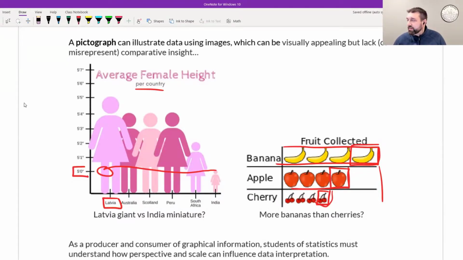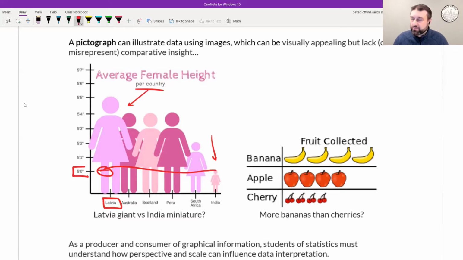And so the scaling of the icon that you use can be misleading, just like the icons used here in the average female height are a little bit misleading. It makes it look like literally the women from India are only as tall as the kneecaps of women from Latvia, which is not the case. Okay, so be aware of these things.